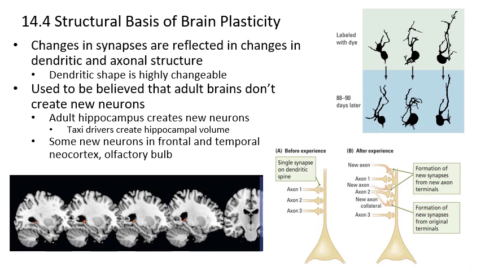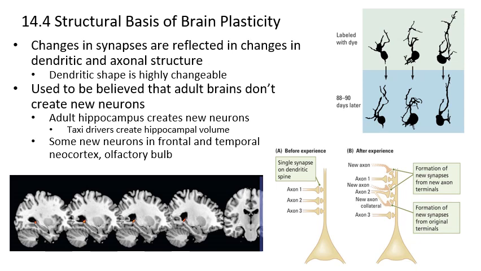Changes in synapses are reflected in changes in dendritic and axonal structure, mostly dendrites. Dendrites are highly plastic and changeable. We used to believe, I want to say like 30 years ago, that adult brains don't create new neurons, and we are increasingly finding out that that's not true. Neurons can be created in the adult hippocampus. For example, in that taxi driver study, they followed those taxi drivers for I think like 4 years, and found that over the course of training, taxi drivers had increases in hippocampal volume.